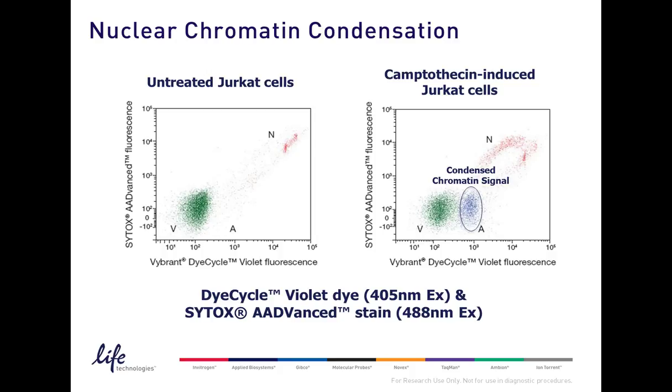Looking now at assays for nuclear chromatin condensation. Again, nucleic acid dyes give a very nice readout of these. Here we have some camptothecin-induced Jurkat cells, and we can see that increase in the DyeCycle fluorescence that is showing that the nuclear chromatin is condensing and giving a much brighter signal from some of the nucleic acid dyes. And if you look, for example, on our website, we can see a full range of nucleic acid dyes that span the visible spectrum.